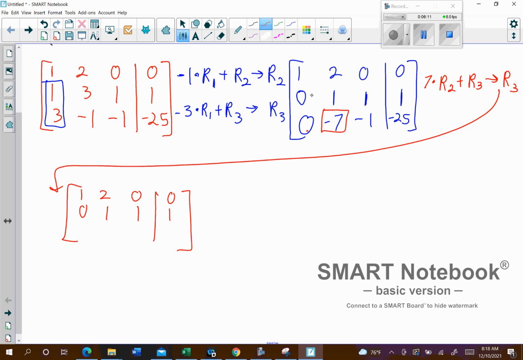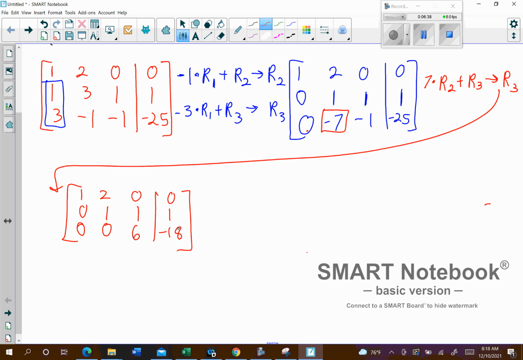Well, 7 times 0 is 0. 0 plus 0 is 0. 7 times 1 is 7. 7 plus negative 7 is 0. 7 times 1 is 7. 7 plus negative 1 is 6. And then 7 times 1 is 7. 7 plus negative 25 is negative 18.